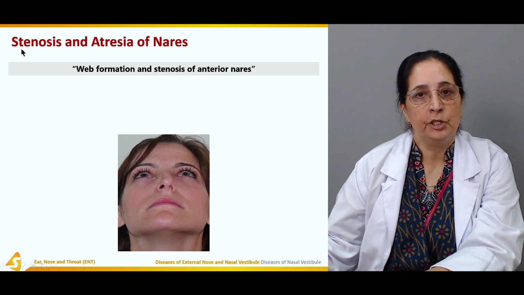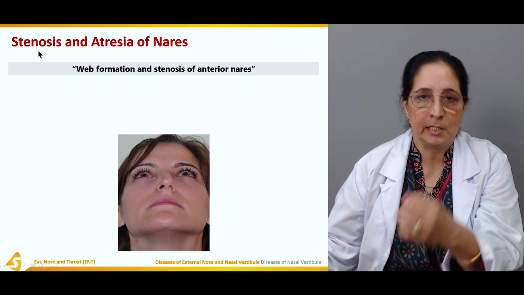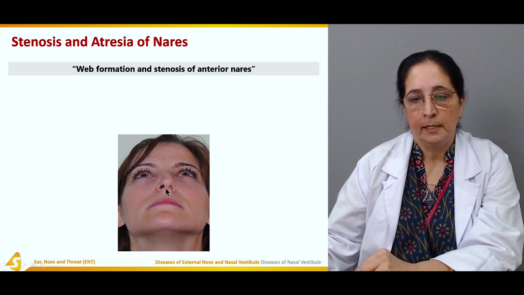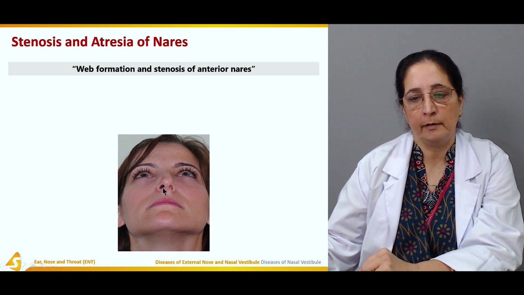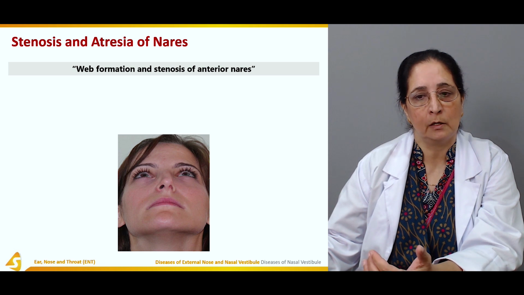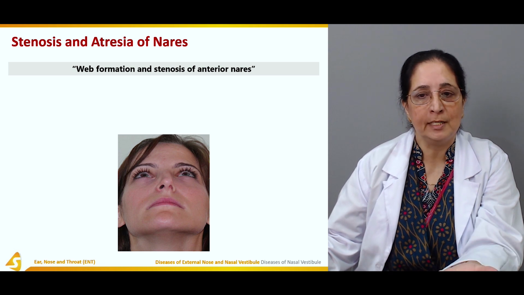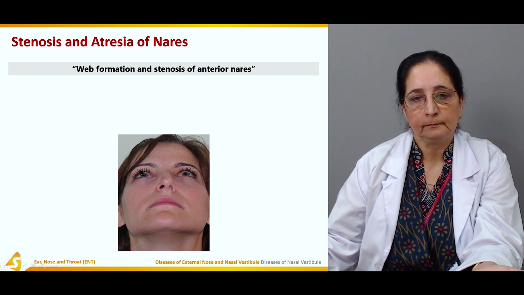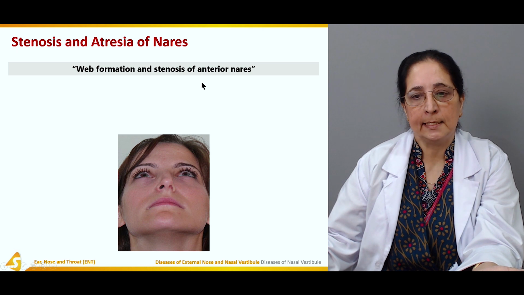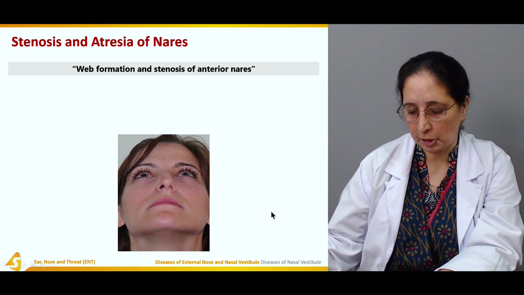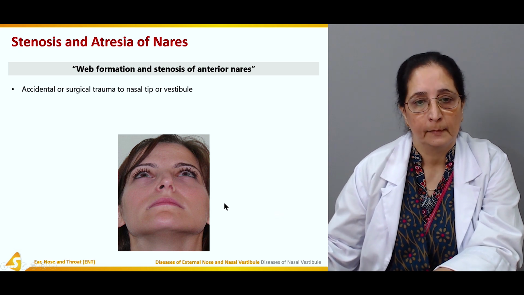Then another condition of the vestibule is stenosis. Stenosis is the narrowing, and atresia is closure, of the nares. These are the nostrils or the nares. If you see in one picture, there is narrowing which can be due to stenosis, or an atresia of the nares can also be present. Here, web formation and stenosis of the anterior nares can cause obstruction or blockage.